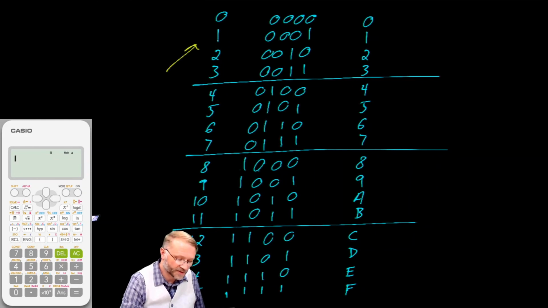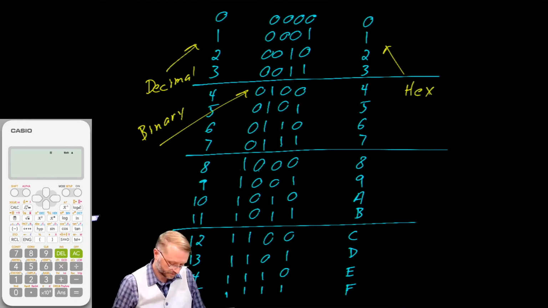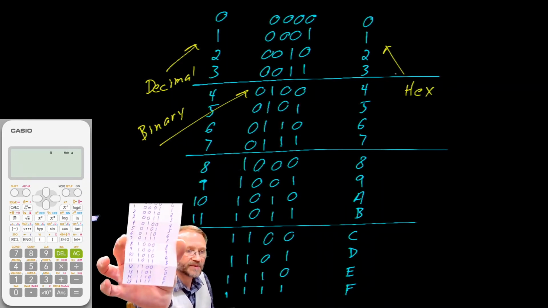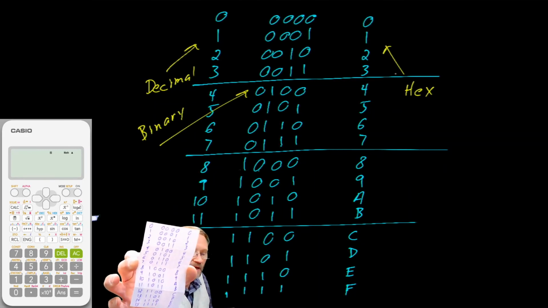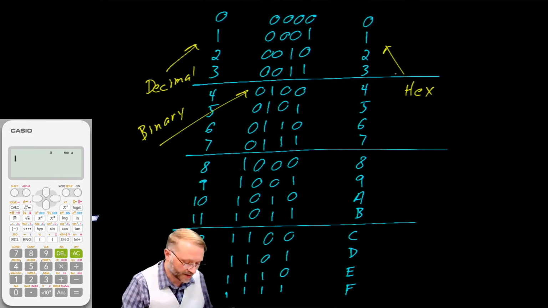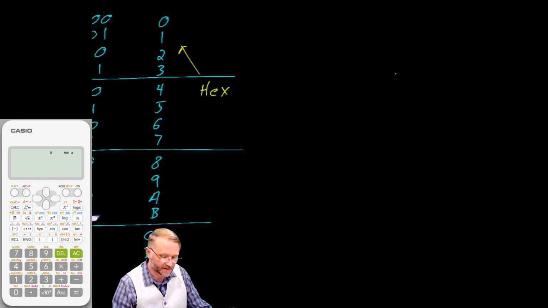Once again, this was decimal. This column was, what did we say? Binary. And this column was hex. Be sure to transfer that to a note card. When you're done, you should have something that looks like this. And this will be most useful on your quizzes and exams because there's a very nice relationship between binary and hexadecimal.